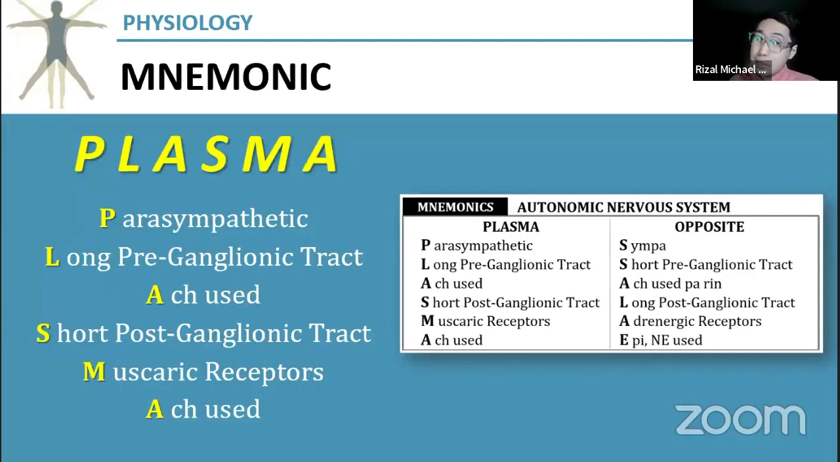So this is the mnemonic given to us by Dr. Rolly in our handout, right? The plasma. So very helpful pag may mental block na kayo.